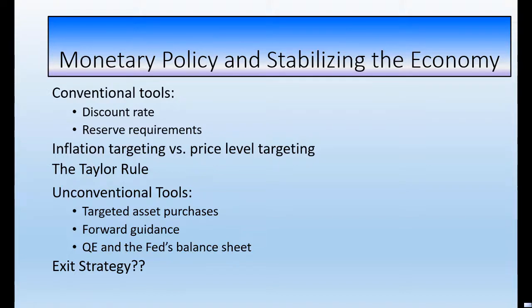In the end, we'll look at exit strategy, or the lack thereof of an exit strategy. What that means is, okay, when we go into an economic downturn like the Great Recession, and the Fed implements all these policy tools, it lowers rates, it does quantitative easing, expands its balance sheet. How does it contract its balance sheet? How does it reel these tools in? How does it raise interest rates? And when does it do that? Well, the Fed doesn't have a good strategy for that. It's had a very difficult time doing it.